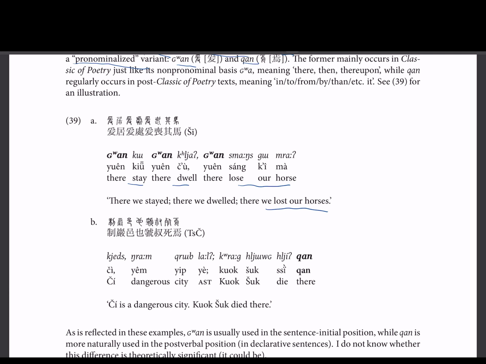Now let's turn to the sentence in 39b, which is also the last example of this lesson. Kids, a place name. Gram Krub Lao, a dangerous city. So this place is a dangerous place. Why do we know that? Well, because somebody named Prag Hlug, or Guokshug in modern Chinese, this person, Hlikan, died in that place or died there. So here, kan can also be translated as there.